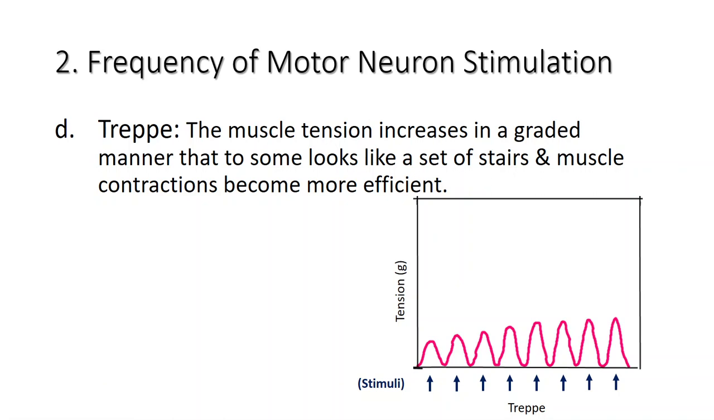It is believed that treppe results from a higher concentration of calcium in the sarcoplasm, resulting from a steady stream of signals from the motor neuron. It can only be maintained with an adequate amount of ATP molecules.